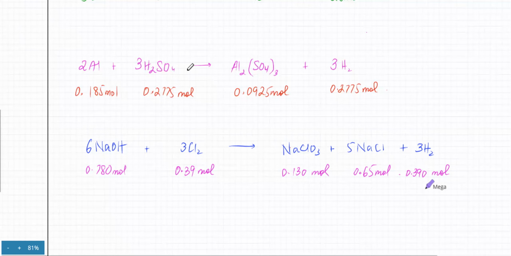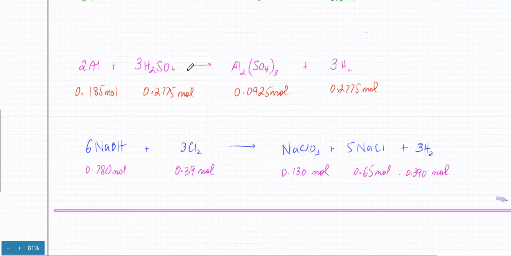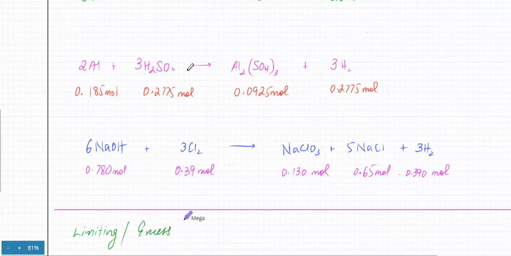Now, there's another concept related to this, and that's called a limiting and excess reactant. In the previous reactions, the ones that are on your screen, the assumption is that they're reacting in exactly the same amount, all of them added in exactly the required amount. You have 0.185 moles of this aluminium, and you have 0.2775 moles of H2SO4, and they're reacting together to produce those quantities.